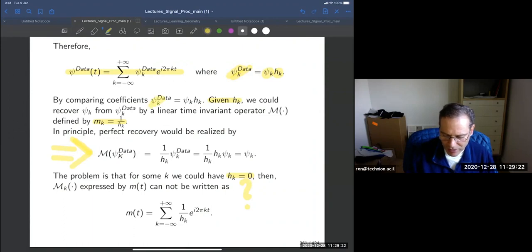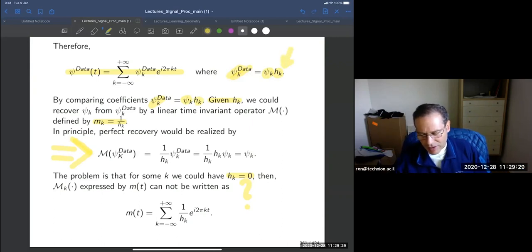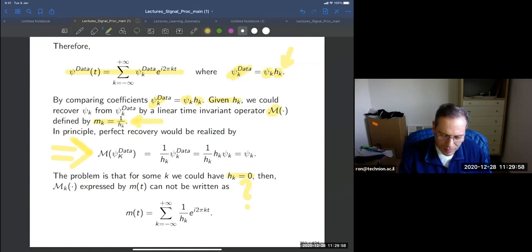Again, nothing is new here. What is new here is that we get a really intuitive way of getting rid of H. How do we do that? Remember that what we are looking for is a mechanism to get rid of the distortion. And this mechanism can be represented in the Fourier domain. Assume that I can represent it in the Fourier domain, and it should be nothing but 1/h(k). So if none of the Fourier coefficients of the distortion is equal to 0, I can invert it. So in principle, for perfect recovery, what we should do is have M operating on the data, where the Fourier coefficients of M are 1/h(k) that multiplies the data itself.